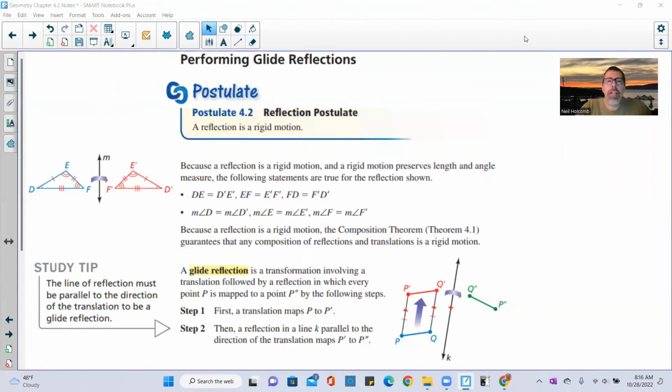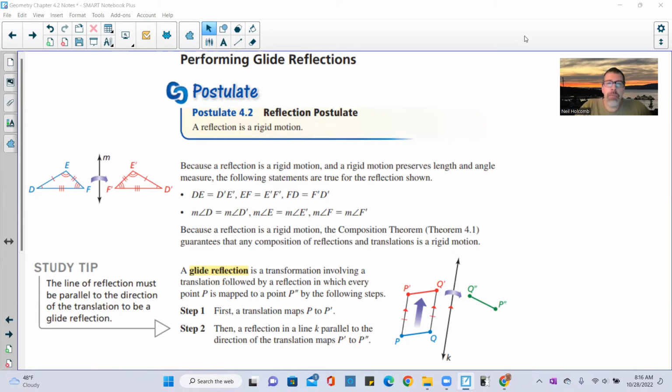All right, performing glide reflections. So postulate 4.2, reflection postulate. A reflection is a rigid motion. Keep that in mind. Rigid motion means the size and shape does not change. It just gets moved to a different location.